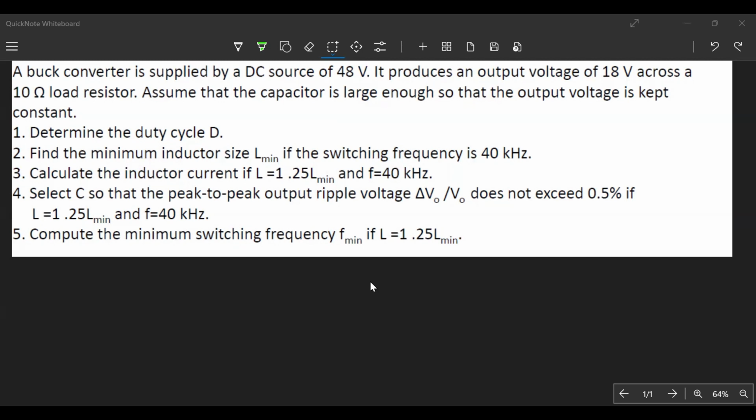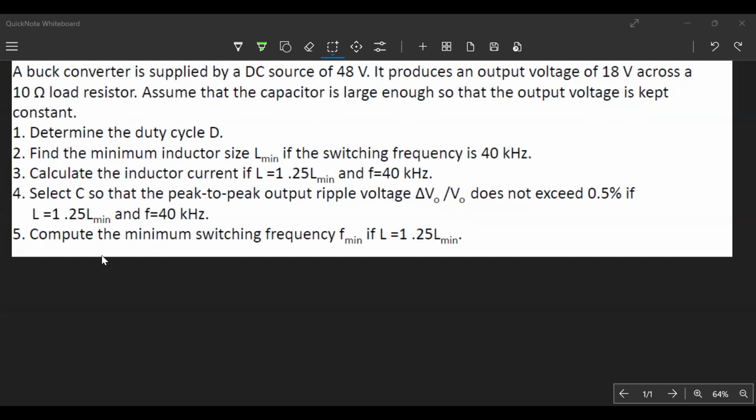So we have a question here. The question says a buck converter is supplied by a DC source of 48 volts. It produces an output voltage of 18 volts across a 10 ohm load resistor. Assume that the capacitor is large enough so that the output voltage is kept constant. Determine the duty cycle, the minimum inductor size, Lmin, if the switching frequency is 40 kilohertz. And we have so many questions coming.